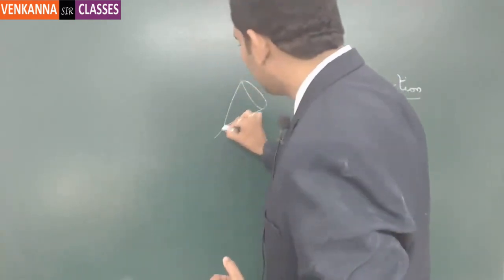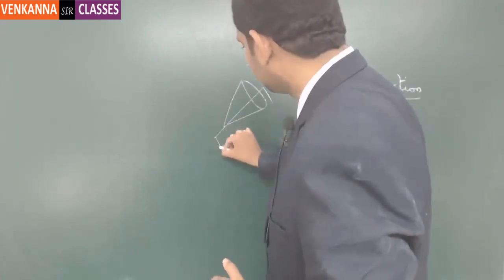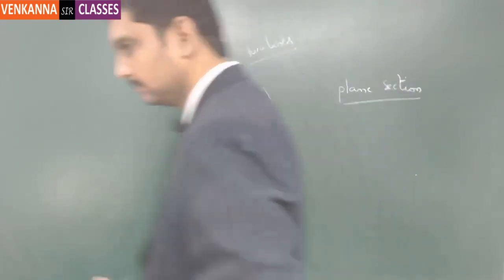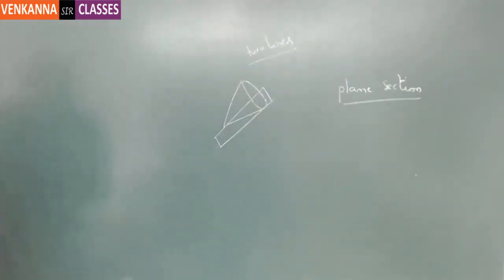So you can imagine the picture like this. Whenever the plane passes through the vertex of the cone vertically, then you will get two lines. You will get two lines of intersection. Are you getting the imagination from that picture?